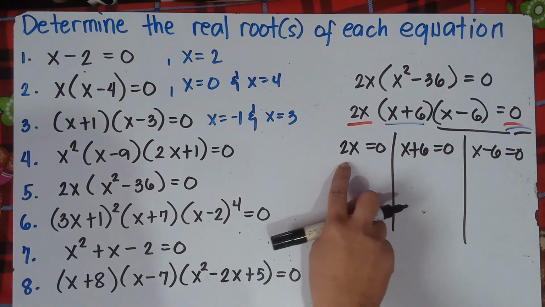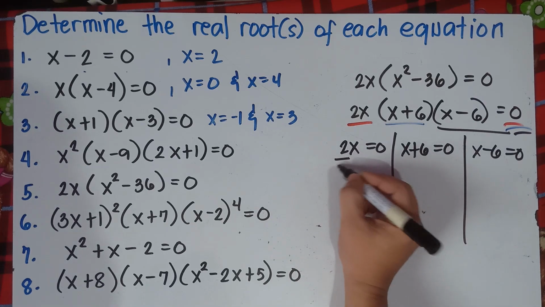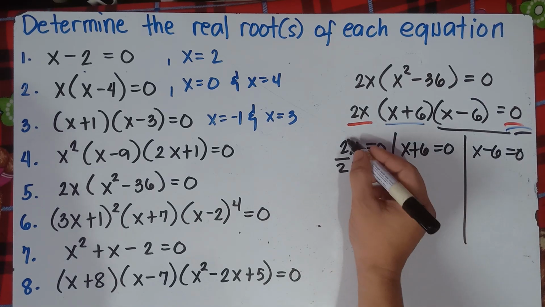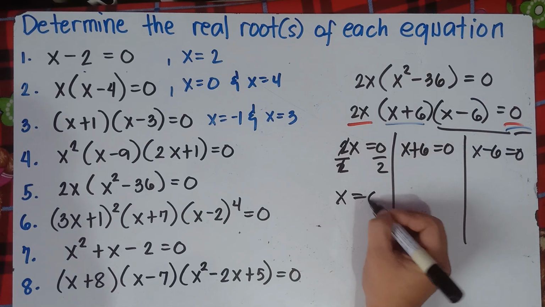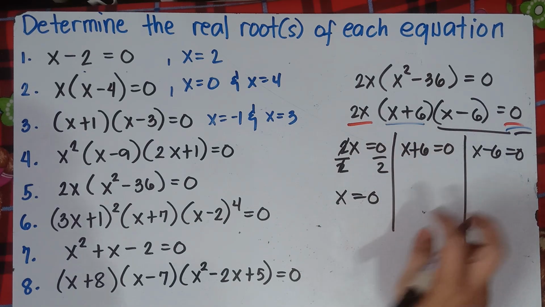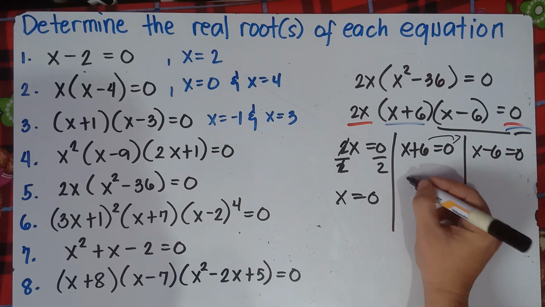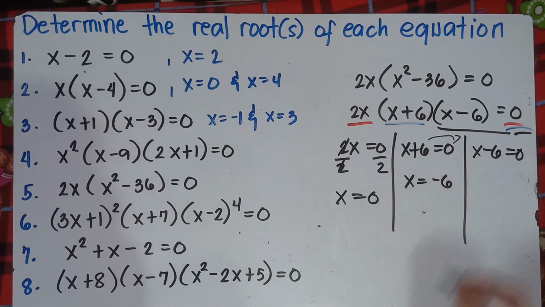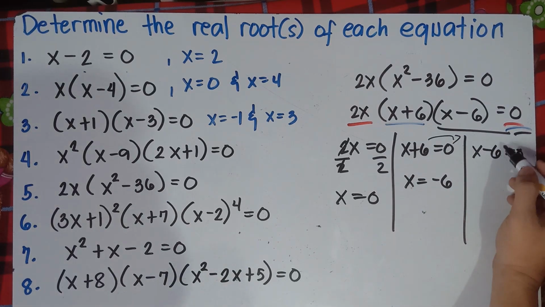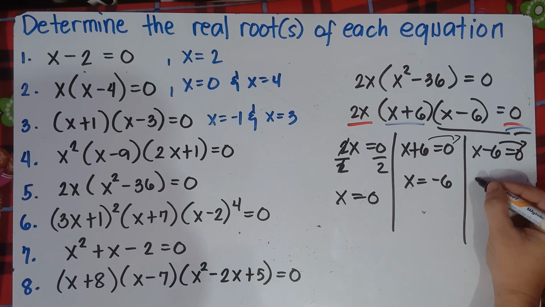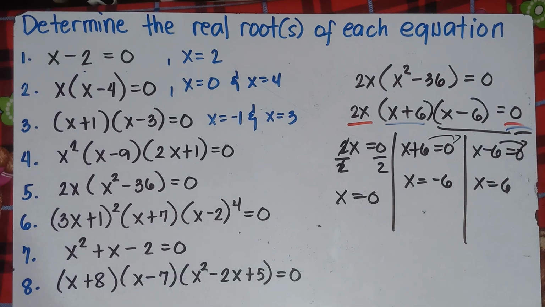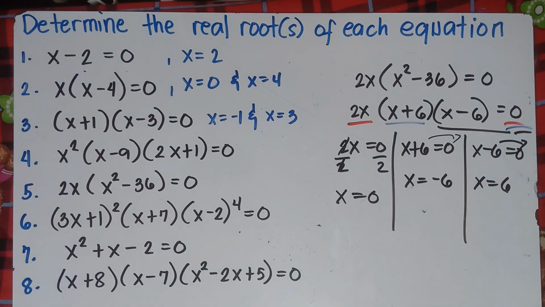To get the value of x for this one, you divide both sides by 2. So x equals 0, since 0 divided by 2 is 0. This one, you transfer 6 from left to right. This is positive, so it will be negative 6. And this one, this is negative 6, you transfer this, it will be positive 6. So that's the answer for number 5, class. x equals 0, x equals negative 6, and x equals positive 6.